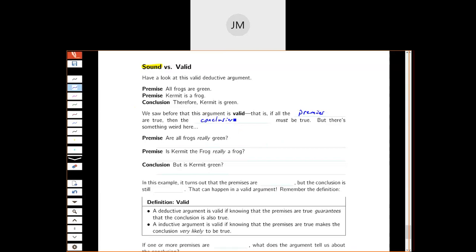there is some funny business going on. The premise, are all frogs green? I don't know how many of you have spent some time outside, but frogs come in lots of different colors. So are all frogs really green? No. There are many different colors of frogs. Is Kermit the Frog really a frog? Well, no, he's a frog-shaped puppet.